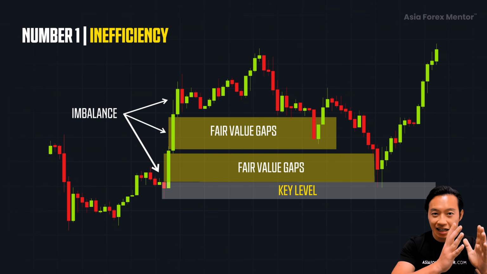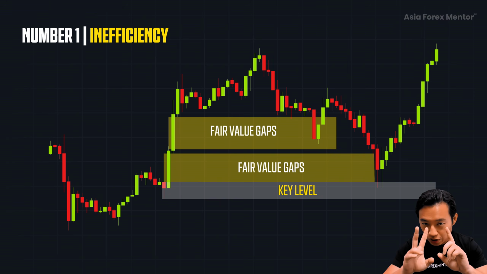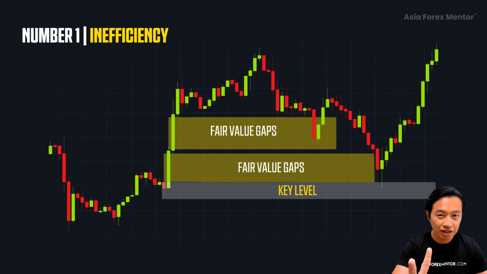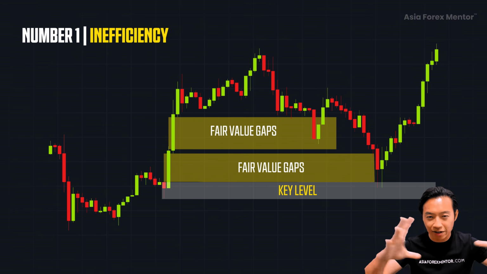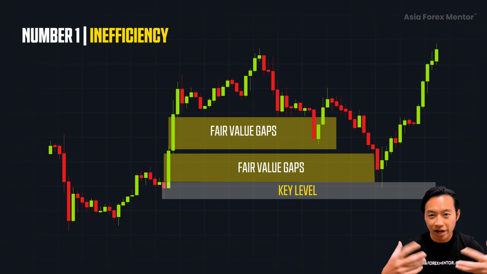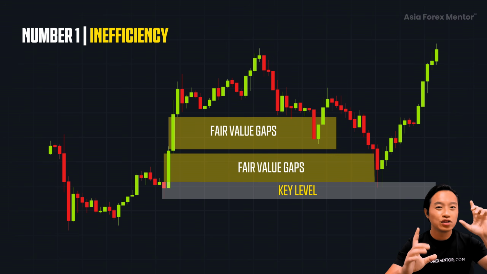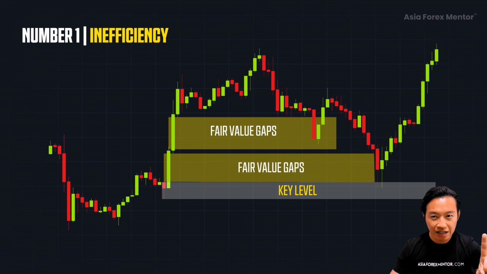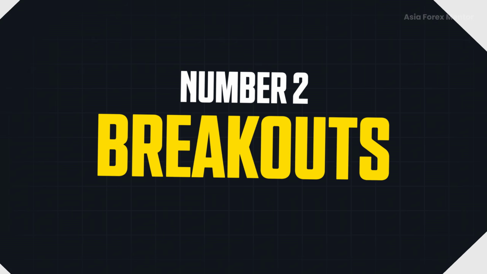So now, once the inefficiency is clear, we're going to look for this second clue. I'm going to put all of them together, right? This is where it's going to make a lot more sense as you go along, right? So the first one, inefficiency. All right, number 2, breakouts.